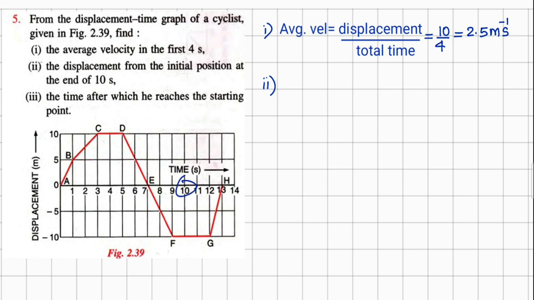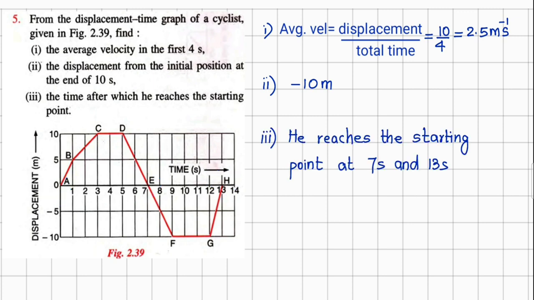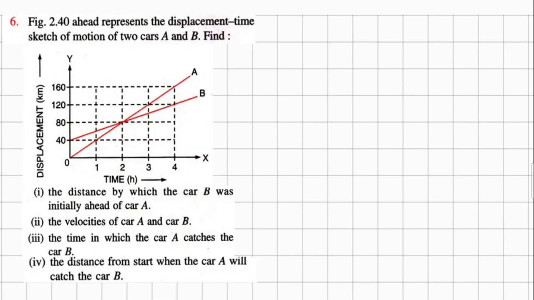After 10 seconds over here, look at the displacement. It is how much? Minus 10 meters. So let us write it. Third one, the time after which he reaches the starting point. Starting point means when he was at this particular point on the x-axis. So at point E, that is 7 seconds, and at point H. So at points E and H, he is at the starting point. He reaches the starting point at 7 seconds and 13 seconds.